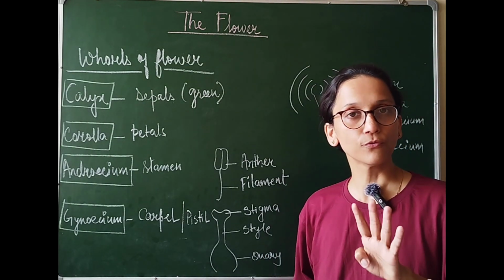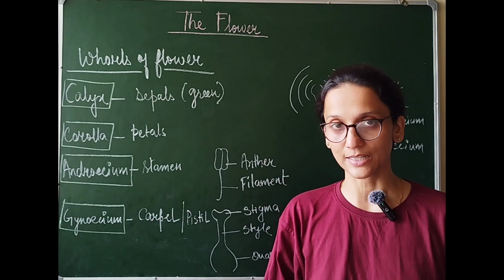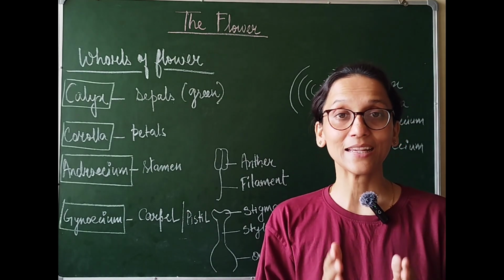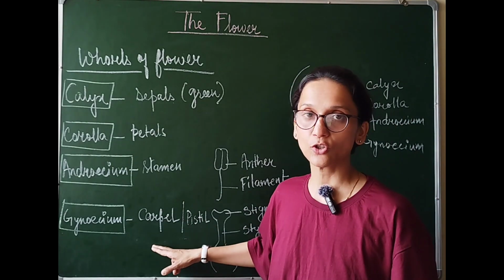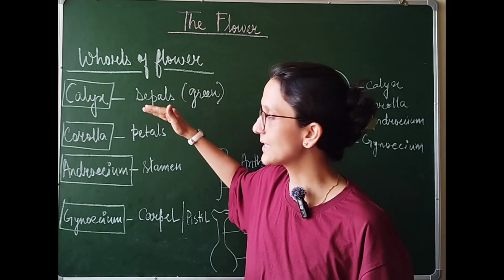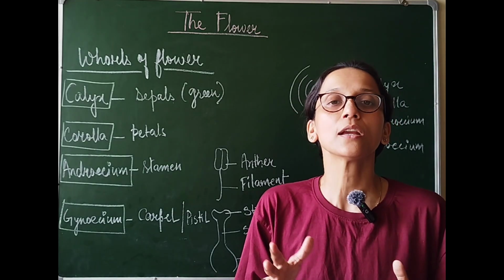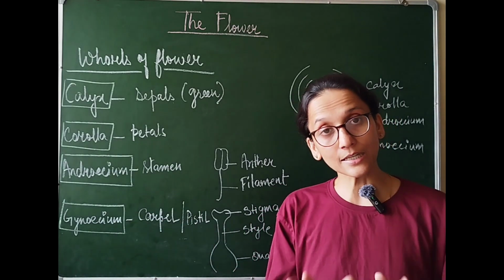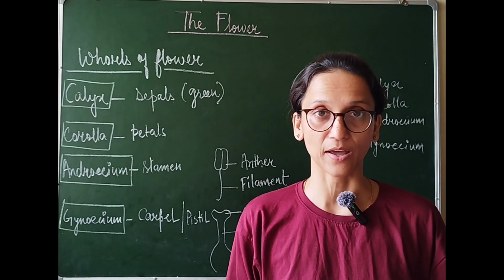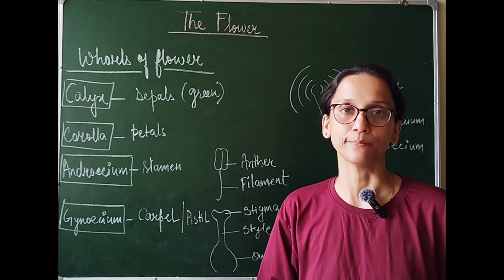So we now know the 4 whorls of a flower. The outermost is calyx, followed by corolla, then androecium, and then gynoecium. Out of these, androecium and gynoecium are known as essential whorls. Why do we call them essential whorls? Because they directly participate in the process of reproduction. Whereas calyx and corolla, because they are mainly protective and their main function is to attract pollinating agents, we call them non-essential whorls. In a flower, if all the 4 whorls are present, then we call such a flower a complete flower. But if it lacks any 1 or 2 whorls, then we call such flowers incomplete flowers.